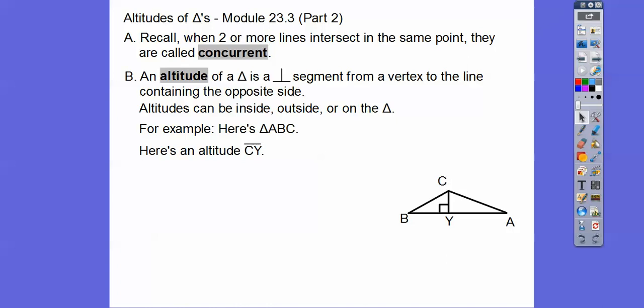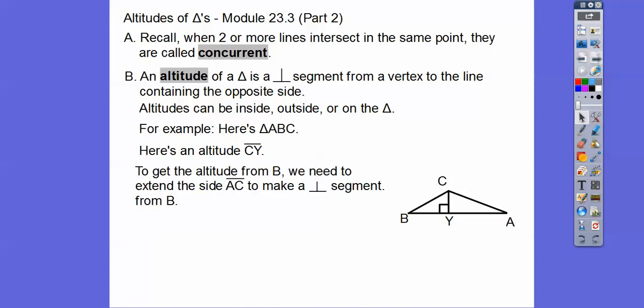But if I wanted to do an altitude from point B, what I'd have to do is extend this side out here so I can draw a perpendicular segment that connects to the line of the opposite side. So to get that altitude, we need to extend that side AC. Let's do that, and then we can draw the altitude. The altitude is a perpendicular segment that goes to a line that contains the opposite side.